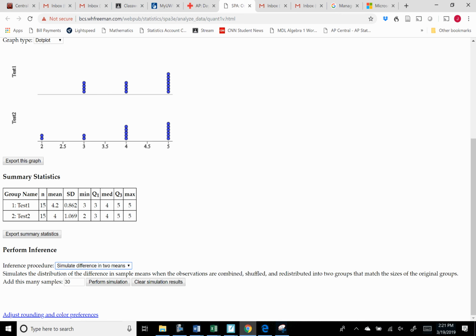We took all 30 scores, shuffled them up, and we randomly assigned 15 to form A, 15 to form B. So this is doing the same thing for us. We can choose whatever number of samples we want to take. Doesn't matter. I'm just going to say 30 for right now. Okay, I'm going to hit perform simulation.